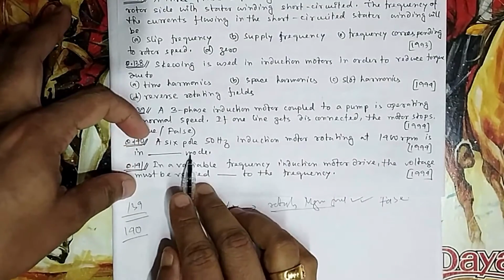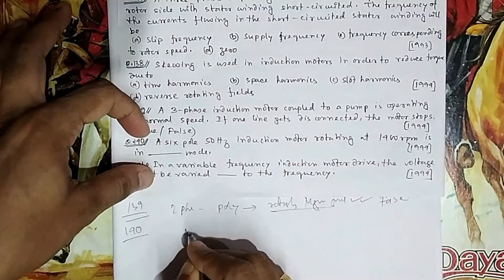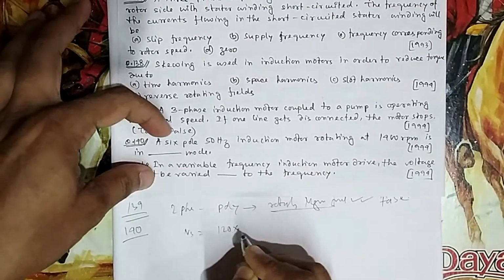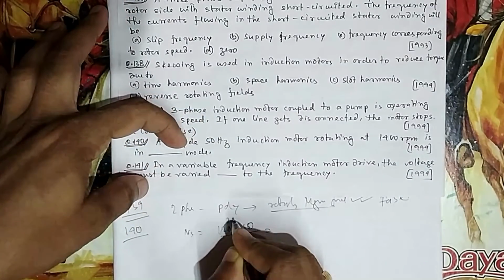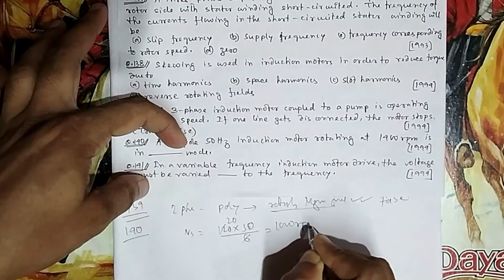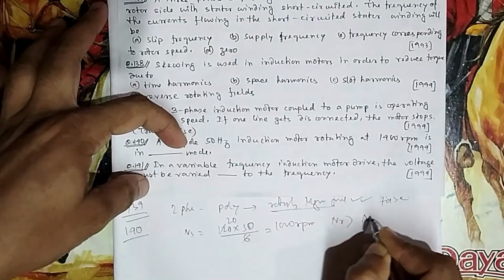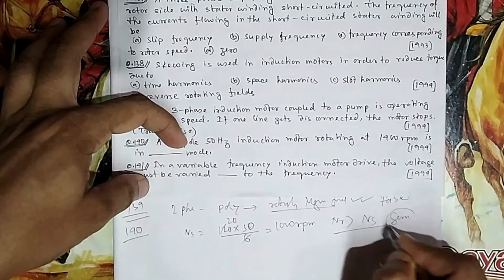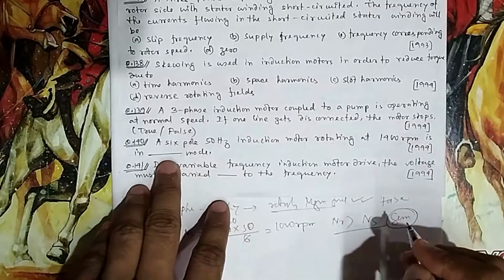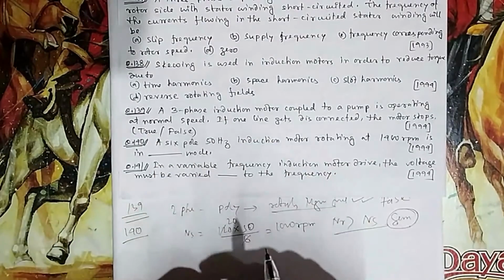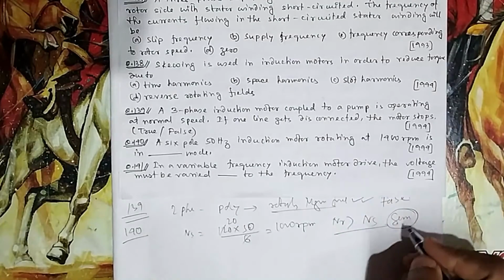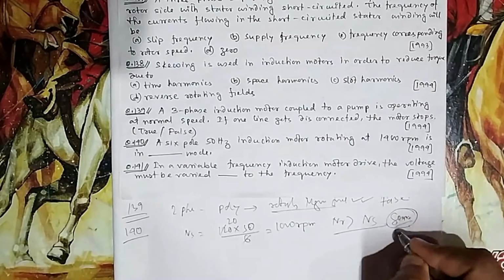If you come to 140, a 6-pole 50 Hz induction motor rotating at 1400 rpm. Is it in generator mode or motoring mode? So you calculate your synchronous speed, 120 into F by P. It is 1000 rpm, and your rotor speed is greater than synchronous speed. That means it is in generation mode. It is working as an induction generator, not an induction motor, because induction motor speed is always less than the synchronous speed. So that's why it is generator mode. That is your answer.